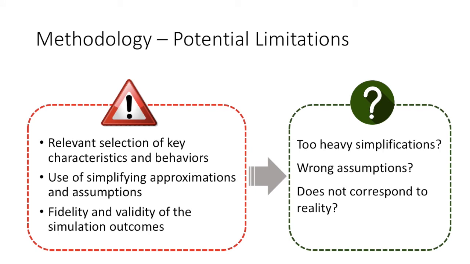Now, what can be potential problems of their methodology? Key issues when using simulations can be to obtain valid sources of information about the relevant selection of key characteristics and behaviors, also to use simplifying approximations and assumptions within the simulation, and fidelity and validity of the simulation outcomes. And finally, procedures and protocols for model verification and validation of the outcome.